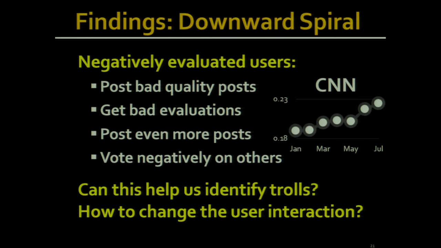Users that get positive evaluations don't change, but users who get negative evaluations post worse quality content, get more negative evaluations, get penalized by the community, post even more, and even vote more negatively on others, right? And this downward spiral here, I'm showing you what happens on half a year of CNN.com. You see how the fraction of negative votes increased by 5%, which is a huge increase.